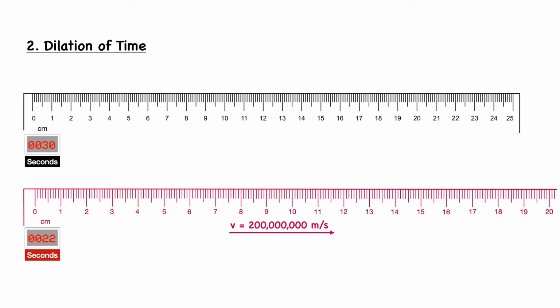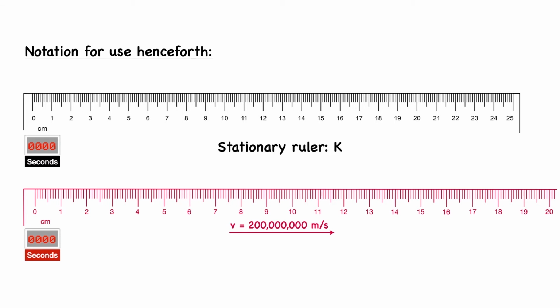In the meantime, I just want to quickly introduce some shorthand notation, and I have chosen this to agree with that used in most textbooks on the subject. Right, our stationary ruler, I'm going to call that K, and our moving one I'm going to call K dash. Now, a lot of people pronounce that K prime, especially the Americans, so you'll notice that when you look at their videos. I don't know why they call it K prime. I'm going to call it K dash because it has a little dash next to it.